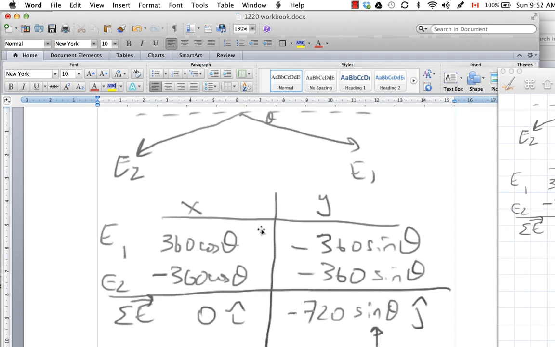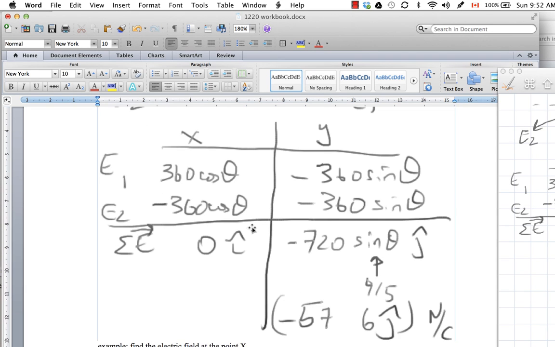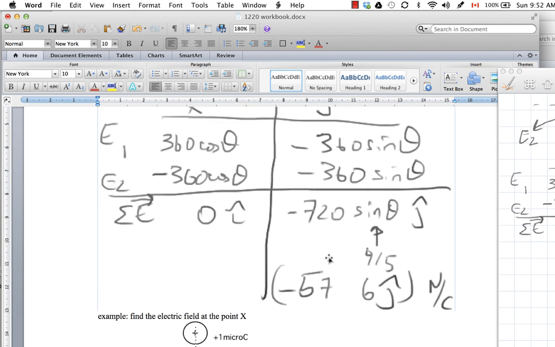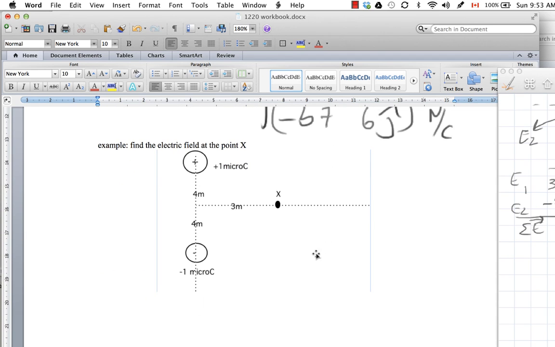So that's the resultant electric field at that point x. And this should be a familiar process of adding vectors. We're not going to spend a whole lot of time reviewing that. So we found the electric field at the point x.